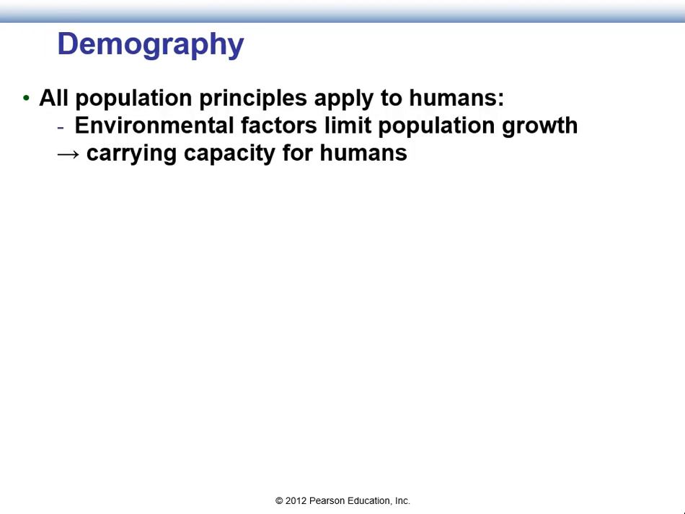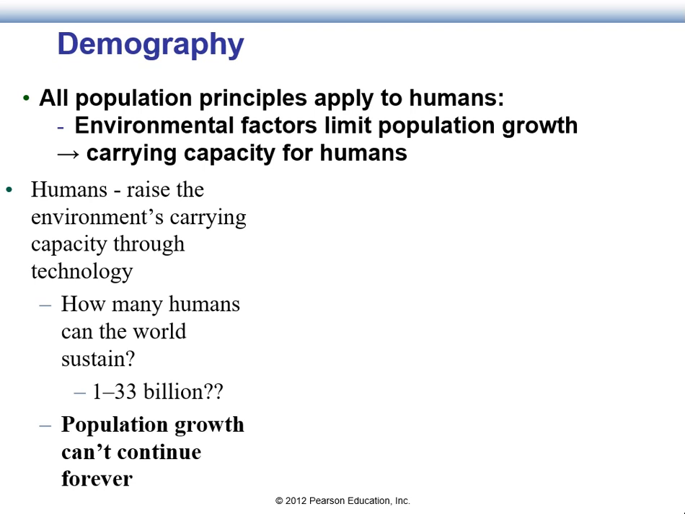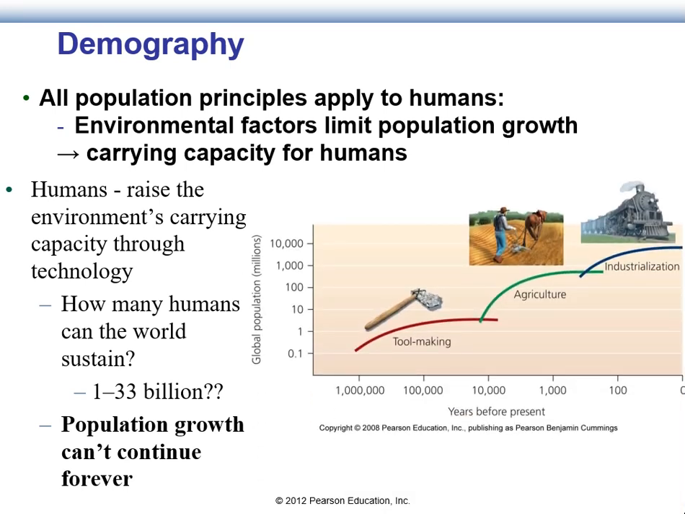So we're going to apply these population principles to human populations, and we need to recognize that they all apply to human populations. Environmental factors limit human growth, just like they limit growth for other organisms. That being said, humans have learned to raise the carrying capacity of the environment through technology. We don't know what the carrying capacity of the world really is for people. It's been estimated to be anywhere between 1 and 33 billion. But we do know that resources are limited and population growth can't continue forever.